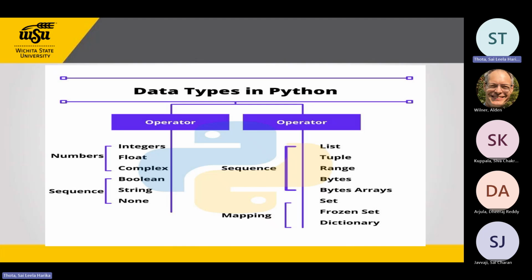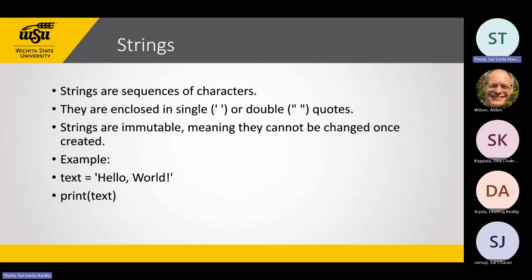Okay. Coming to data types. Data types are basically numbers, sequence, and mapping. In the numbers we have integers, float, complex, and we also have boolean, string, and there is also none. And in the sequence we have list, tuples, range, bytes, and mapping like set, frozen set, dictionaries. So in all these data types, four things are very important. Concentrate on tuples, lists, sets, and dictionaries. These four are very important. The rest have less importance compared to the ones that I mentioned.